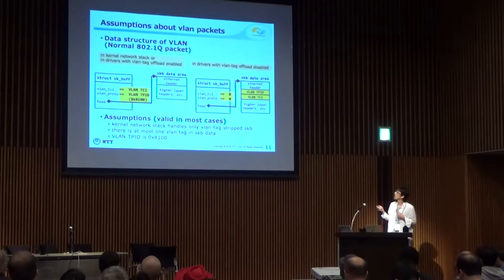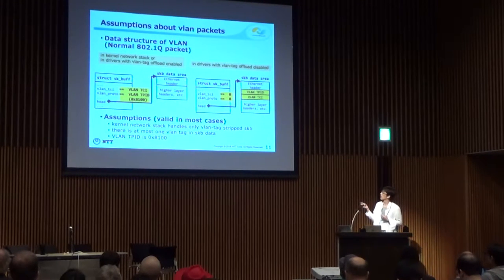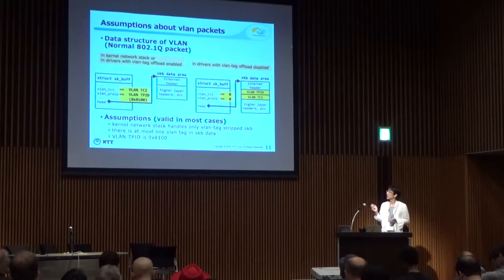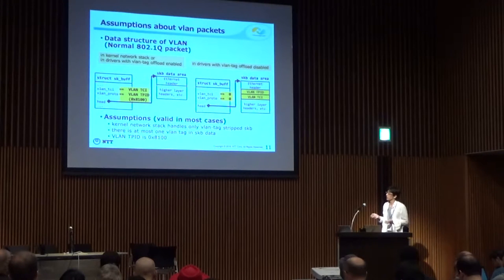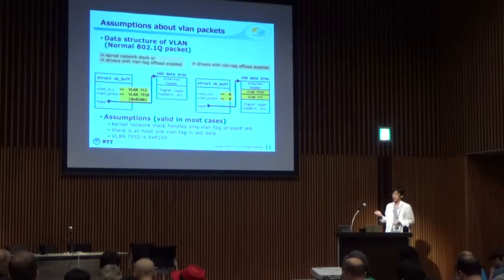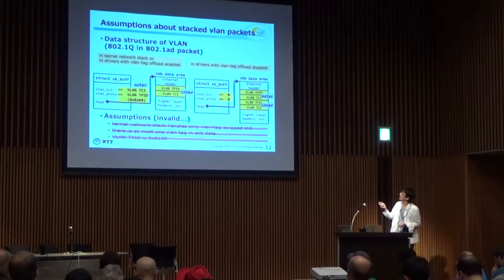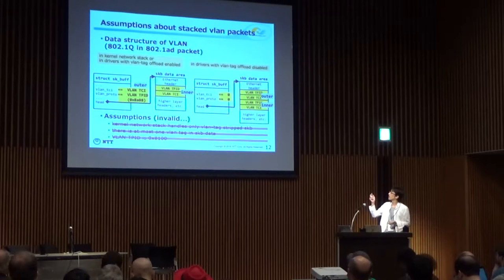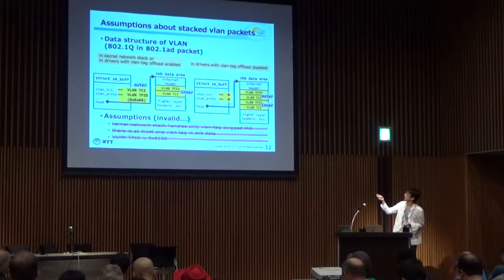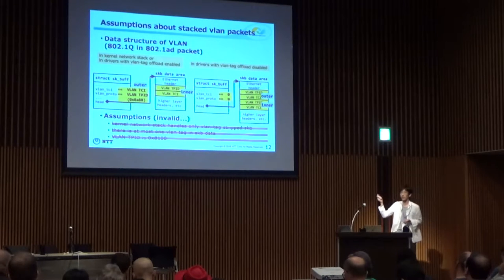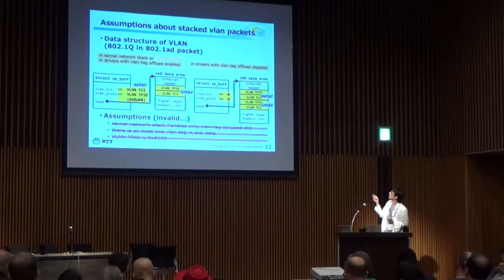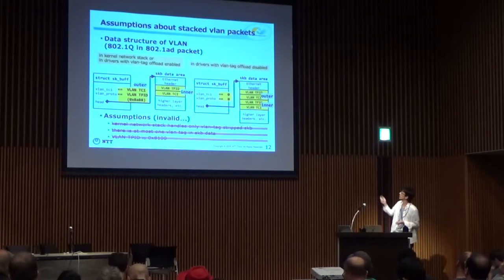So there are implicit assumptions. A lot of code assumes the kernel network stack handles only VLAN-tag-stripped SKBs, or there's at most one VLAN tag in the SKB data, or the VLAN TPID is 8100. These are all invalid for stacked VLANs. With stacked VLAN, the outer tag has VLAN TPID 88A8, and in the kernel network stack, the SKB data has VLAN headers as well. And in drivers with VLAN tag offload disabled, there are two VLAN tags in the SKB data.